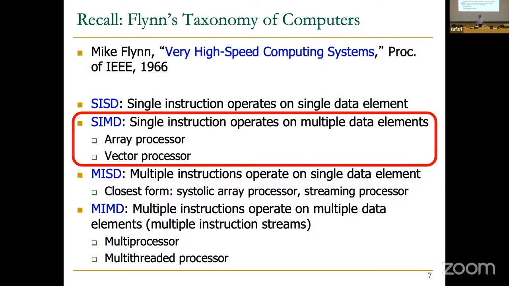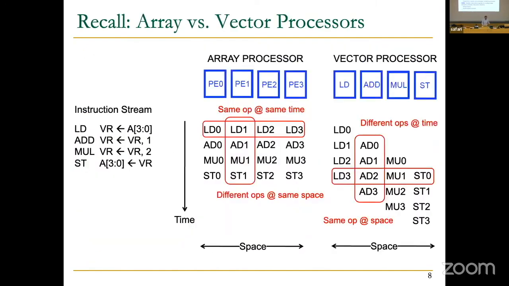If you get a trick question in an interview, for example, if someone asks you, is a GPU a vector processor? You say yes. Is a GPU an array processor? Yes. Except it's programmed in a completely different way, as we will see today, compared to traditional SIMD.